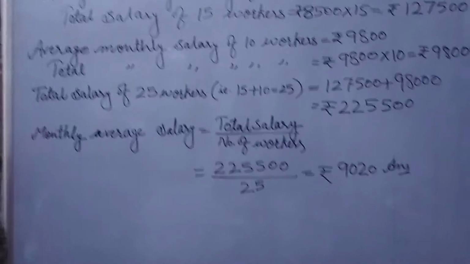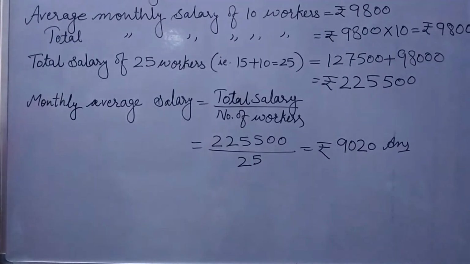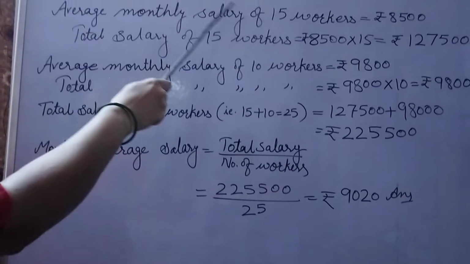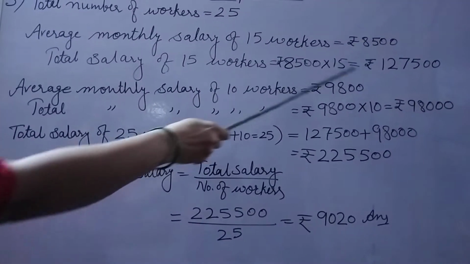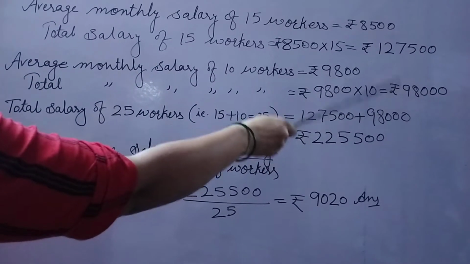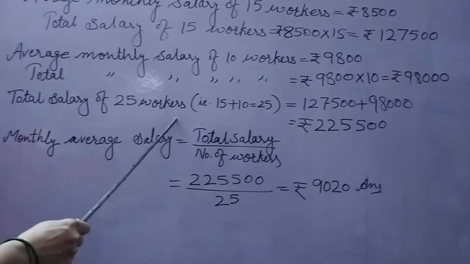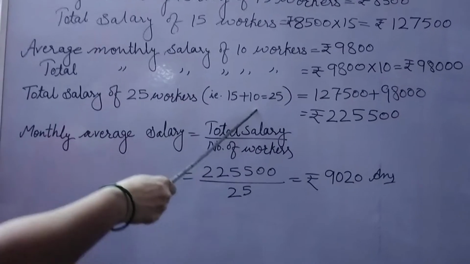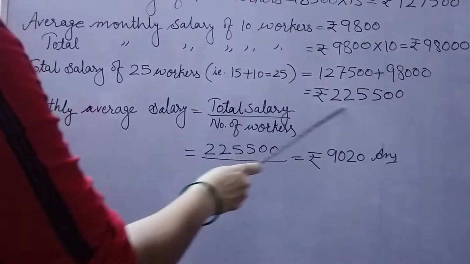Now you have to find the monthly average salary of 25 workers. Clear? 25 workers are there. You have to find the average salary of these 25 workers. We found the total salary of 15 workers, this. Total salary of 10 workers, this. We can add these two salaries of 15 and 10 workers. Total salary of 25 workers, that is 15 plus 10. After adding we will get this answer.